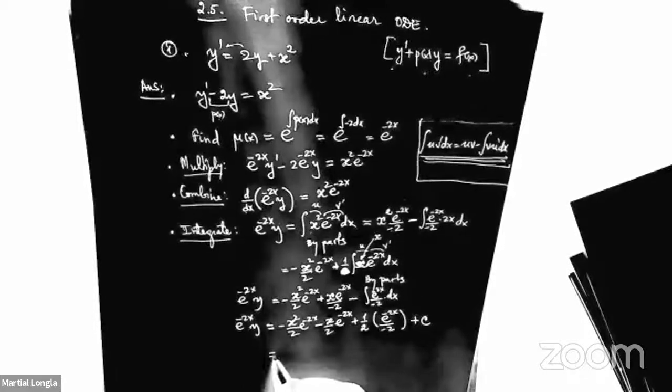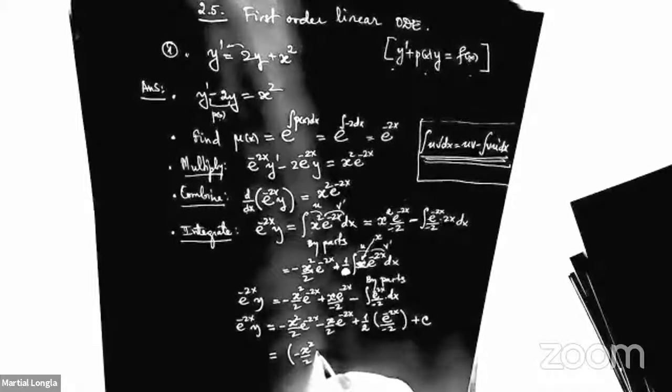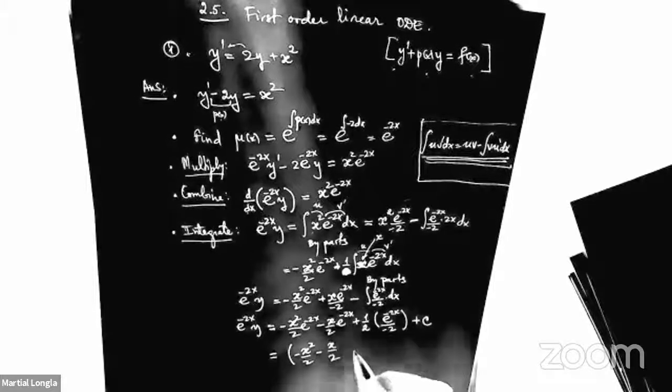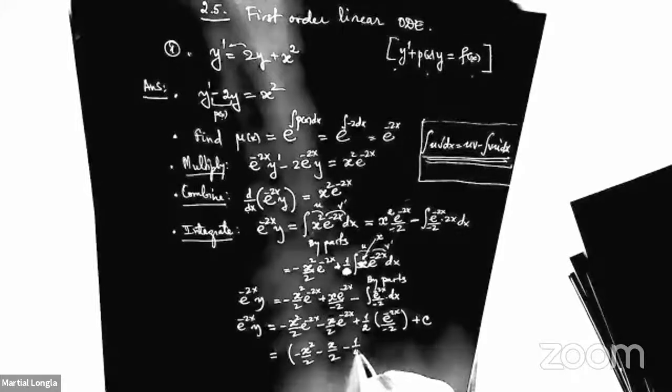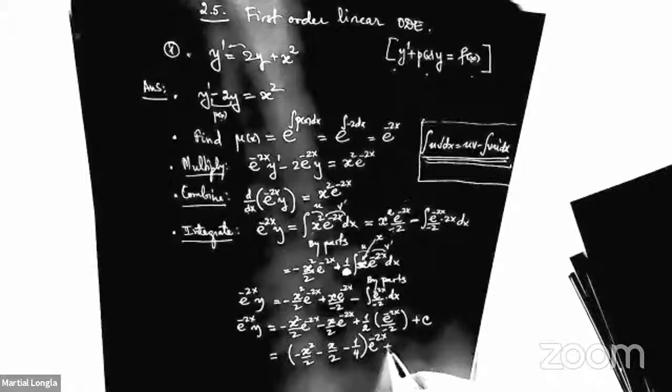And that gives you, and I can factor out e to the minus 2x, so that's minus x squared over 2 minus x over 2 minus 1/4 e to the minus 2x plus a constant.